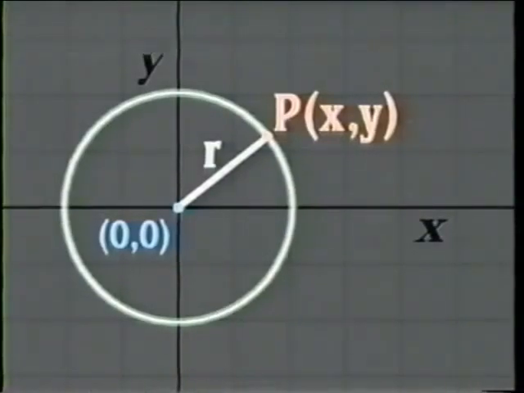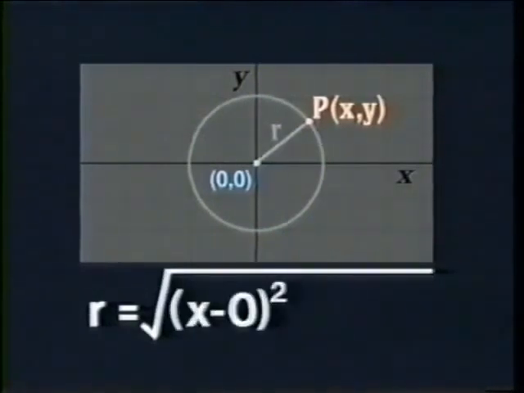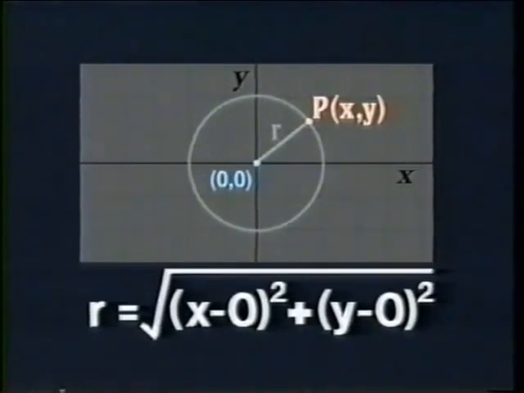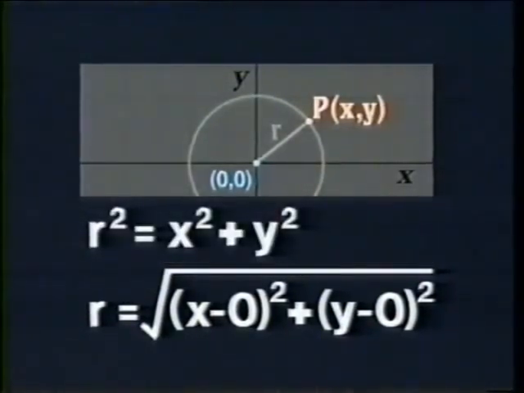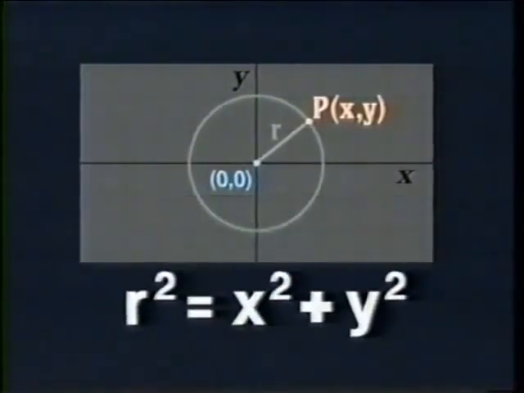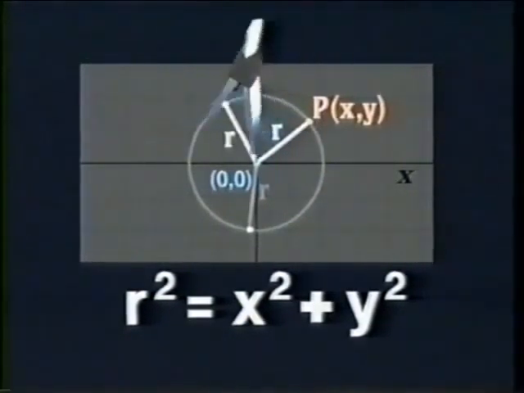Applying this method to the circle, the radius r equals the square root of (x minus 0) squared plus (y minus 0) squared. To rid ourselves of the square root sign, we'll square both sides of the equation. r squared equals x squared plus y squared. And since all points on the circle are the same distance, r, from the origin, this is the equation of a circle centered at the origin.